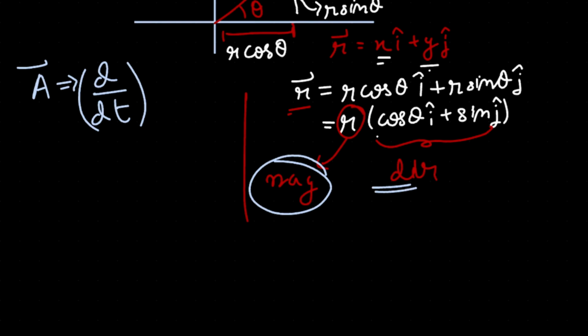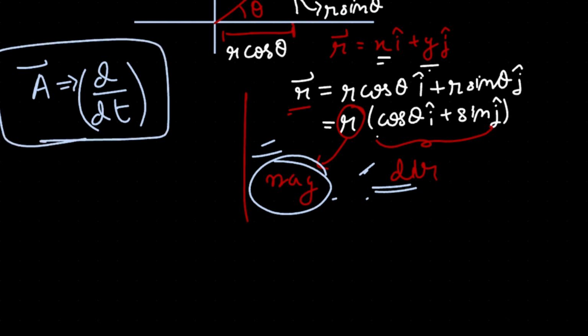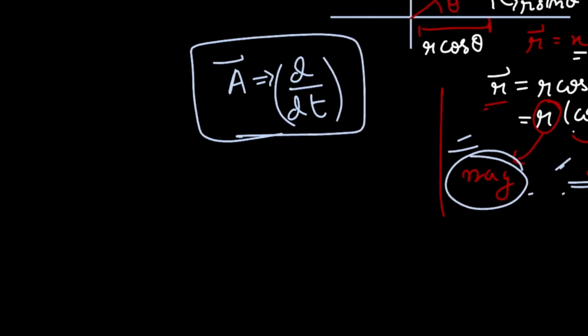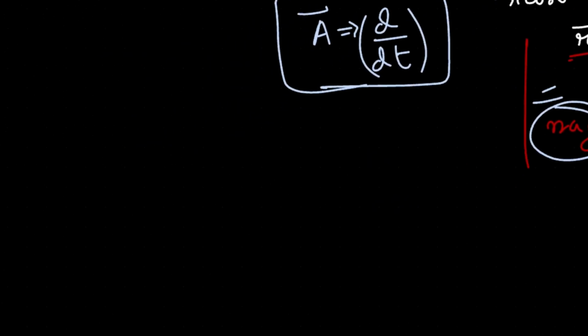One can change the magnitude, suppose the direction doesn't change. Or the direction changes, suppose the magnitude doesn't change. Or both are changing. In these three cases a vector can change. So how will we define that change, how will we set that change? So let's get into that.